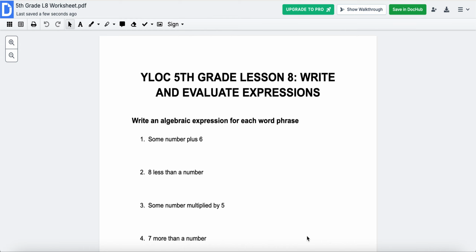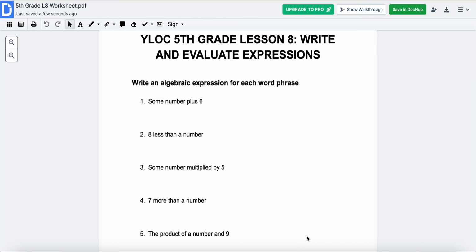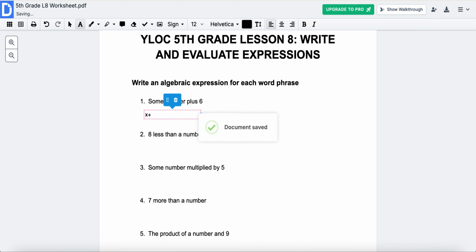Fifth grade lesson 8, write and evaluate expressions. Write an algebraic expression for each word phrase. So for number 1, some number plus 6. Some number can represent x, and you add plus 6 to the x. So you're gonna write it like x plus 6.